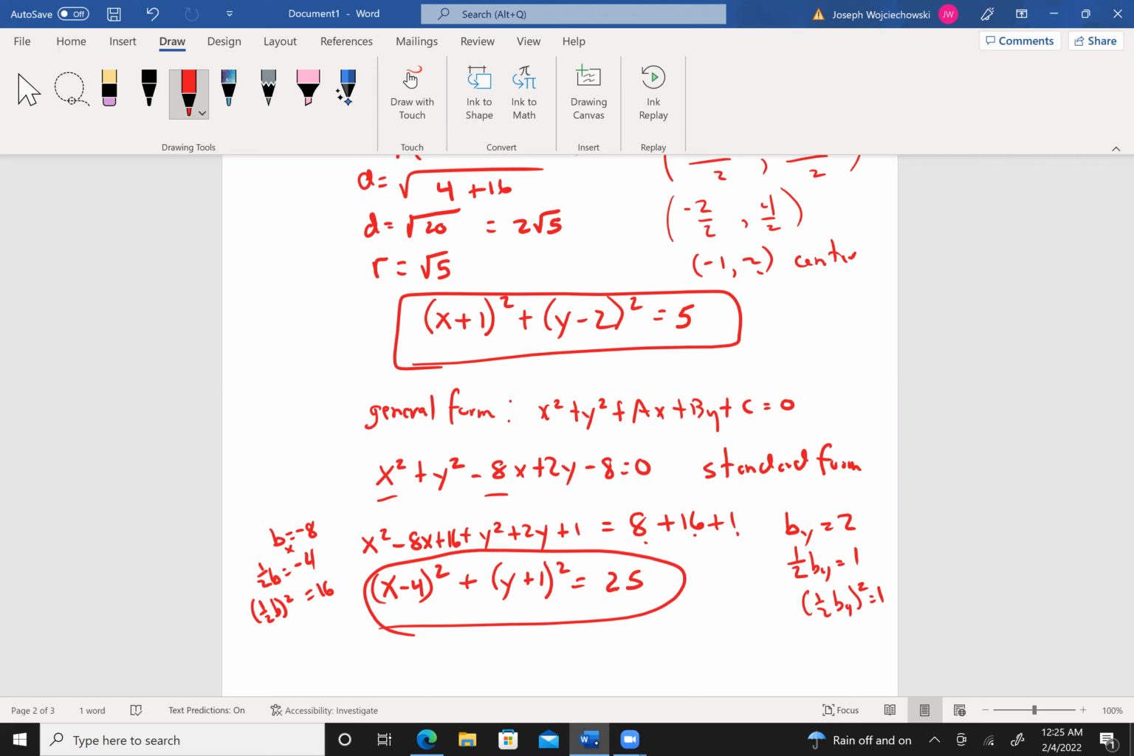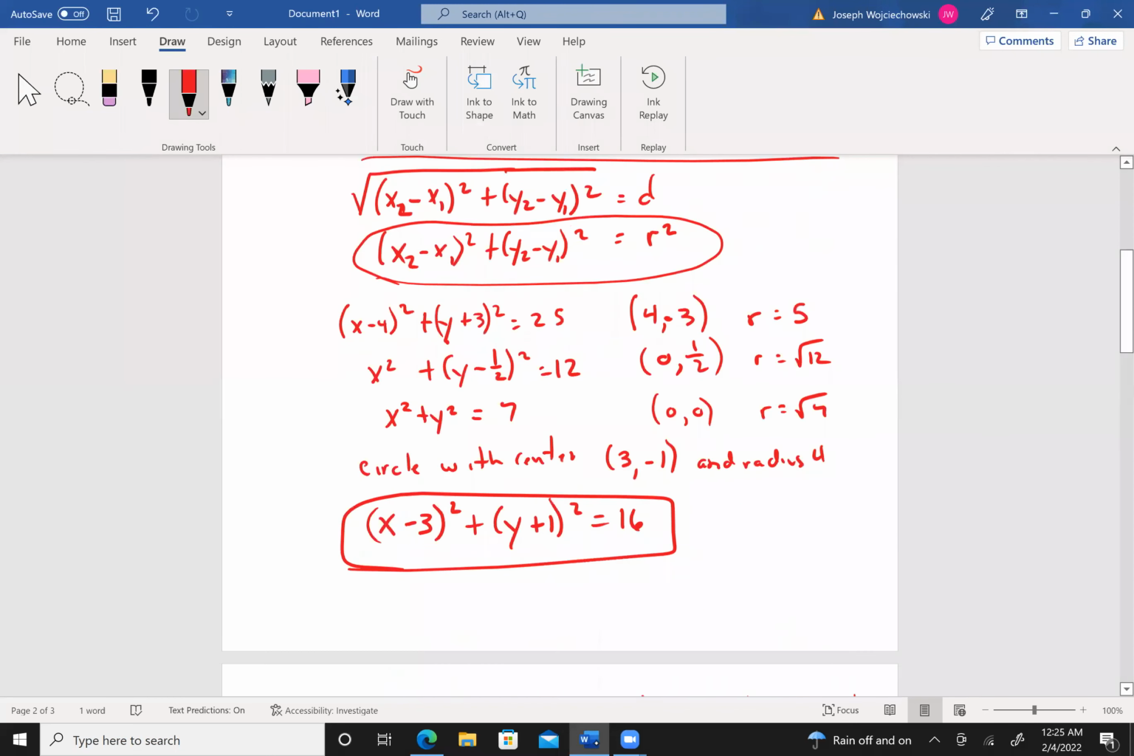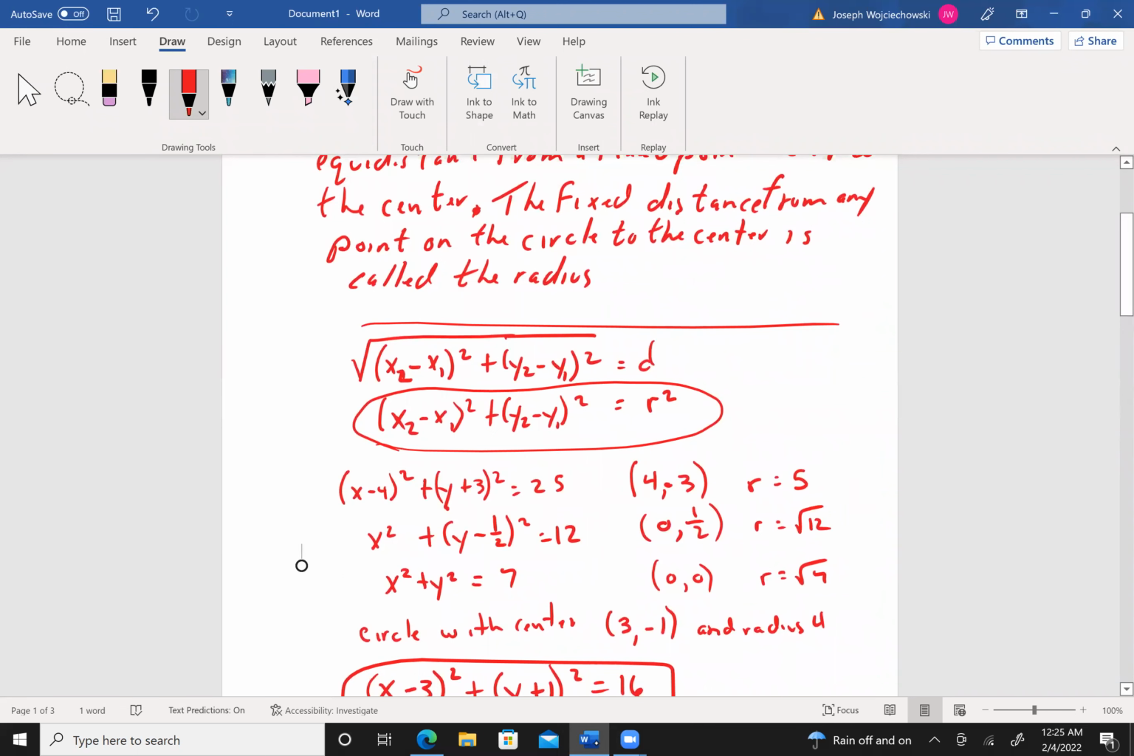And that is pretty much all we'll cover in circles. We really don't deal with circles a whole lot in this course because we're more about functions, if you remember. So that finishes section 2.2.